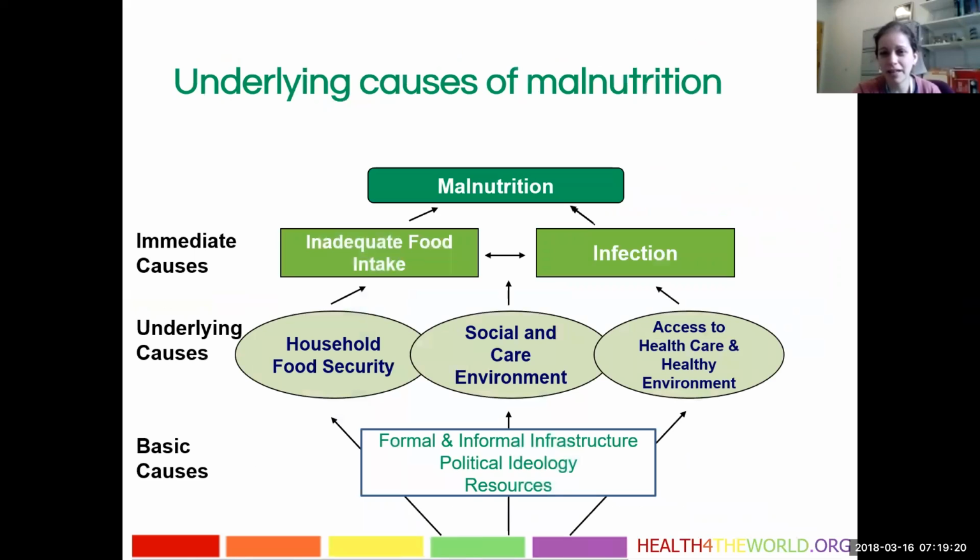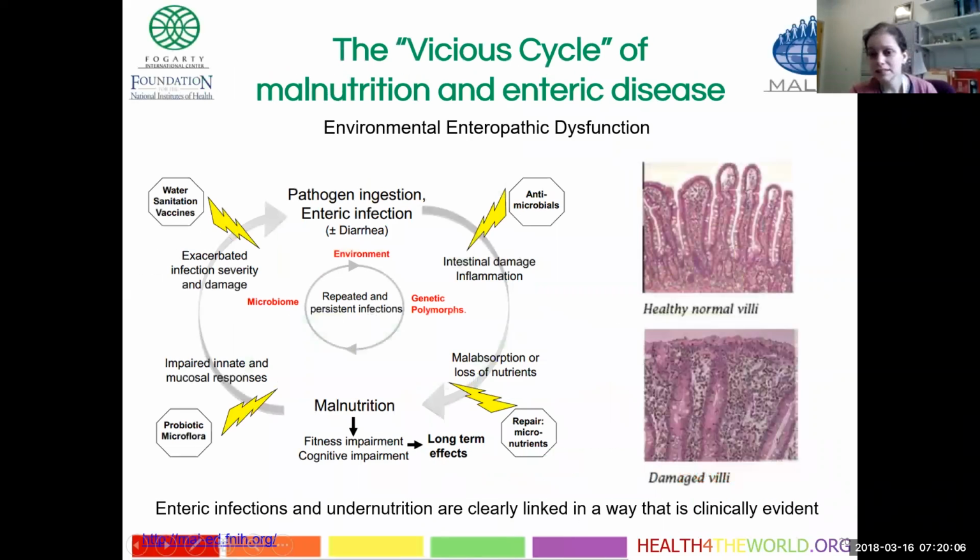Underlying causes: if you are doing pediatrics and adult, I'm sure you're aware of this, but from a public health perspective we see the basic causes as infrastructure, politics, resources, and how these resources are distributed. Then access to healthcare, the social and care environment, and household food insecurity at a more micro level. And then you get down to what food intake is like and what the infectious factors are that make children able to utilize the food they are taking in. And these all contribute to nutritional status or malnutrition. And it becomes a vicious cycle.